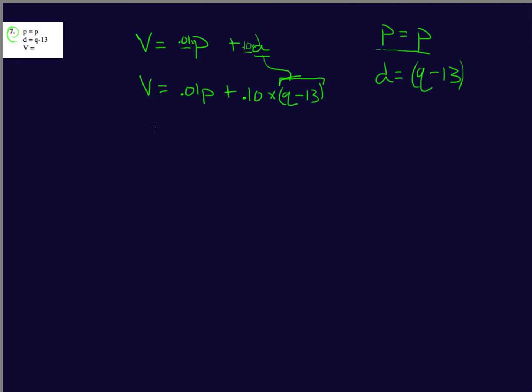But if you would like, you could simplify it. You could say V equals 0.01 P plus 0.1 Q minus 1.3. And so when you do that, now it just takes away those parentheses. But just recognize that this and this are the same thing, just with the parentheses broken down. We've used PEMDAS and distributed that 0.1 to both of those. So that's a quick overview on that.